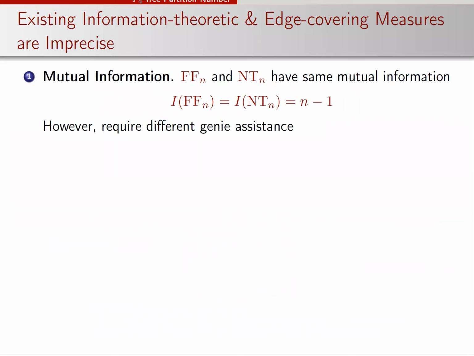So for measuring the Genie assistance, we note that existing information-theoretic and covering measures are not really precise. For example, the forward of flip O or the noisy trivector distributions have the same mutual information, and it is 1 for both of them. However, they require different Genie assistance. The size of the Genie assistance support is 1 for the forward of flip O distribution, and it is 2 for the noisy trivector distribution.